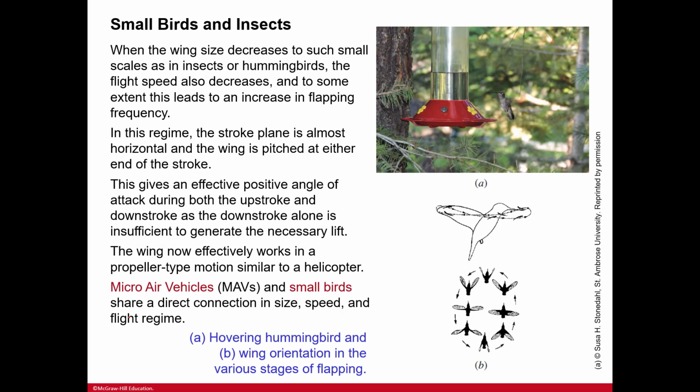Small birds and insects: when the wing size decreases to such small scales, like insects and hummingbirds, the flight speed also decreases, right? And to some extent, it leads to an increase in flapping frequency. So we know that hummingbirds flap so fast, it's difficult to see, right? And while hummingbirds are extremely fast flyers, they are not flapping across an ocean like a plane, right?